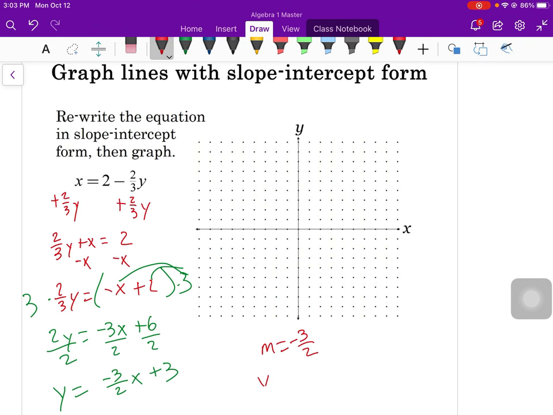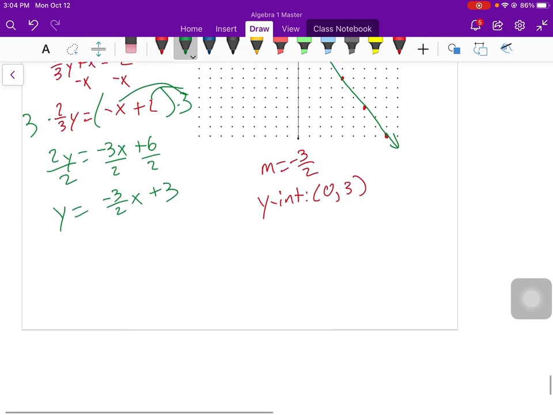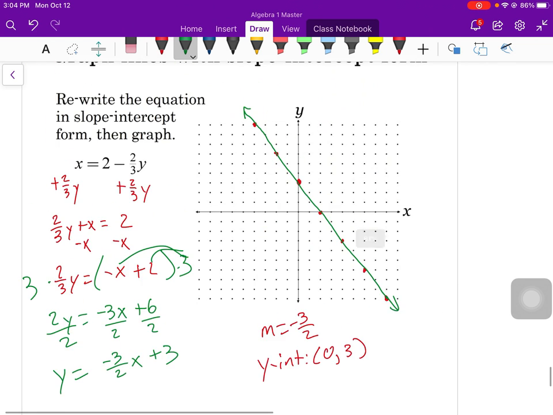My slope is -3/2. My y-intercept is 0, 3. So it means I am right there. Now I'm going to go down 3, right 2. Down 3, right 2. Or it could have gone up 3, left 2. I said you need 5 dots. I generally like to put as many dots on the graph as I can possibly get, just so I can see if it actually looks straight or not.